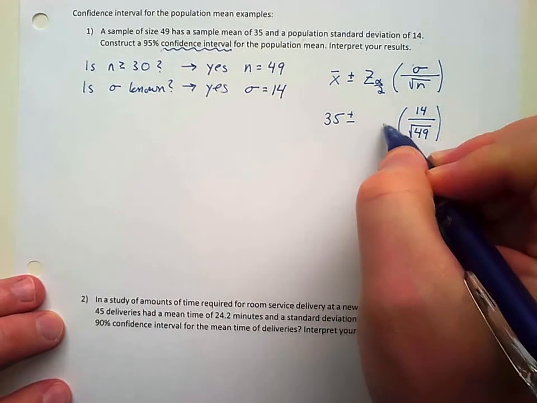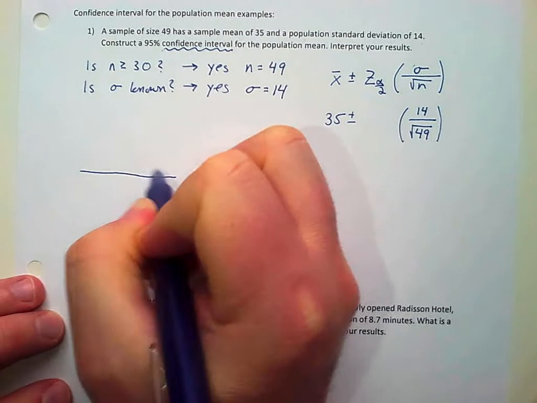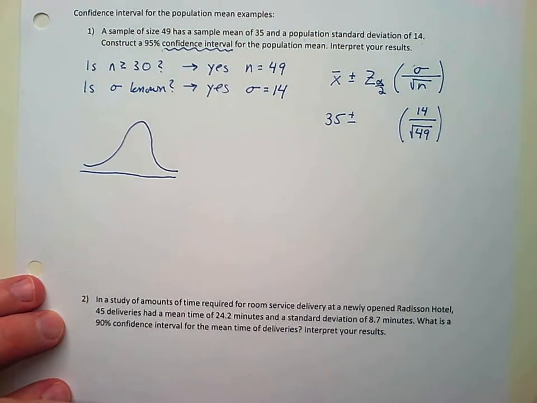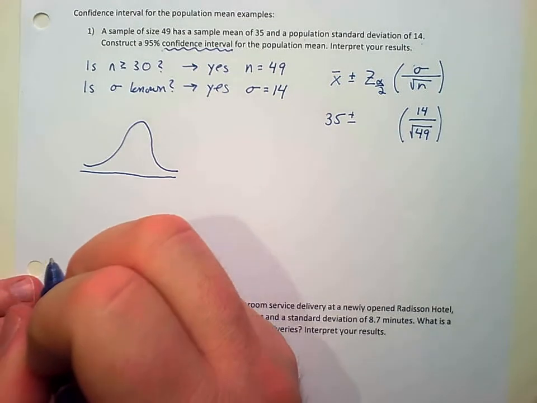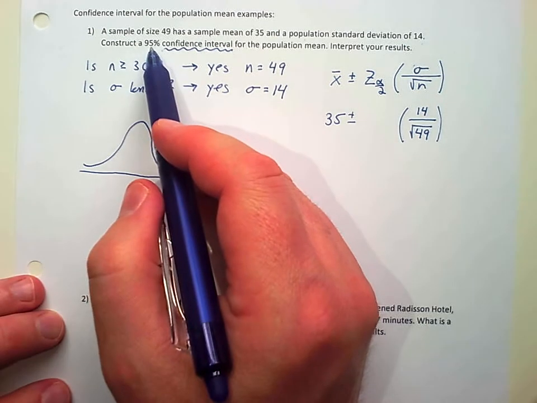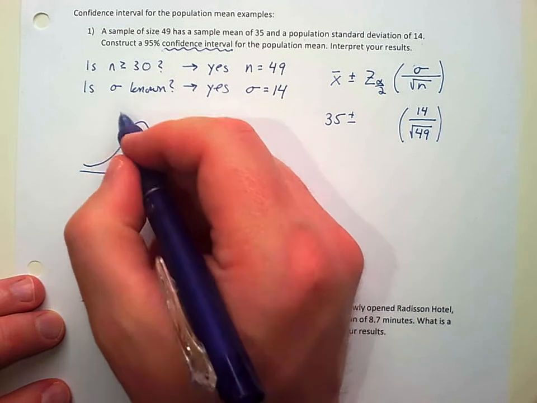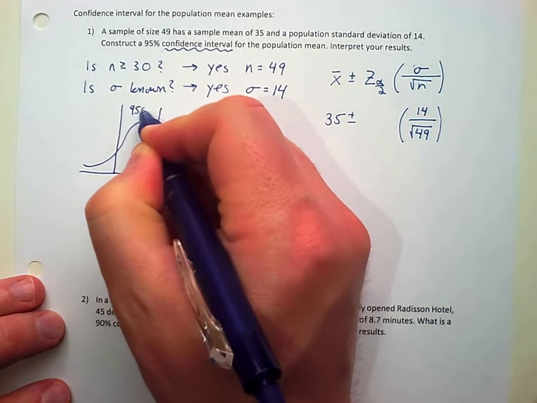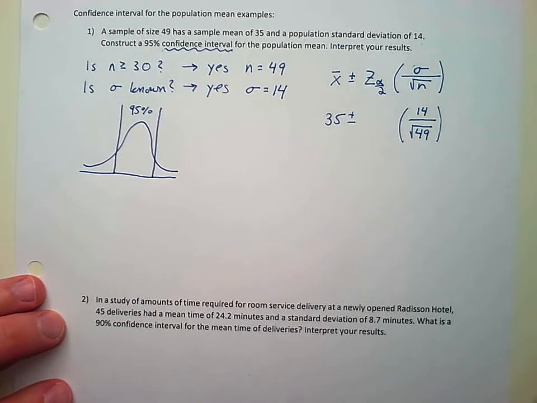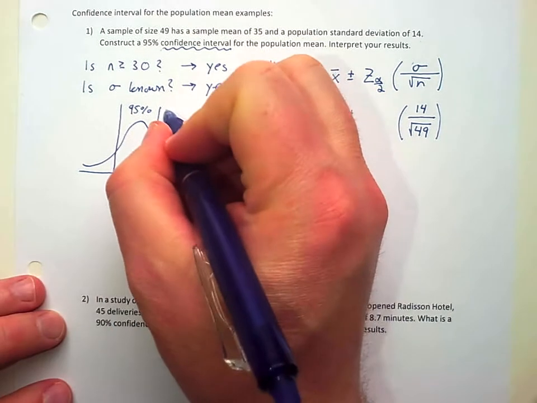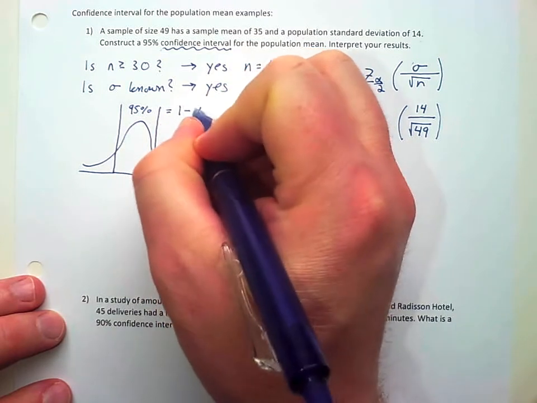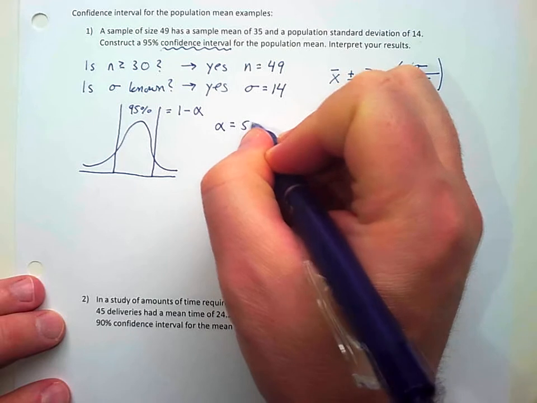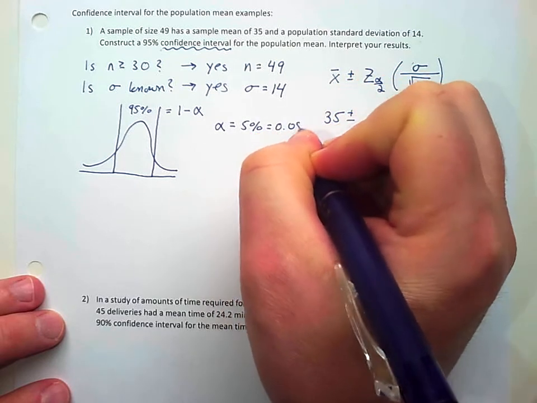Since we're dealing with z, we know that we're going to have a bell-shaped and symmetric distribution, or more specifically, it's going to be our standard normal distribution. We're looking for a 95% confidence interval, so our confidence level is equal to 95%. So again, between these two cutoffs is where we're going to have 95% as our confidence level. We know that our confidence level is given to us by 1 minus alpha. So therefore, alpha is equal to 5%, which is equal to 0.05.